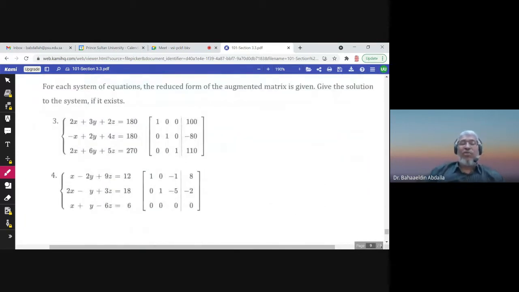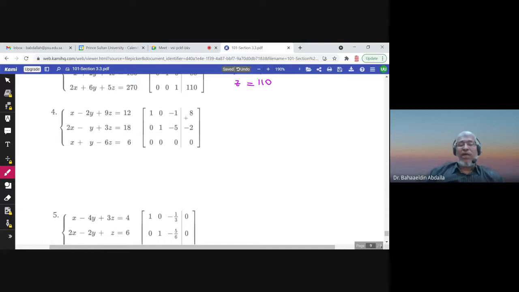Checkpoint. For each system of equations, the reduced form of the augmented matrix is given. See here, the reduced form is the identity matrix. So here we have a unique solution. Give the solution. The solution would be x is 100, y is negative 80, and z is 110. While here, you see that this is the reduced form. The reduced form is not an identity matrix, and we have 0 equals 0, so we will have infinitely many solutions here.